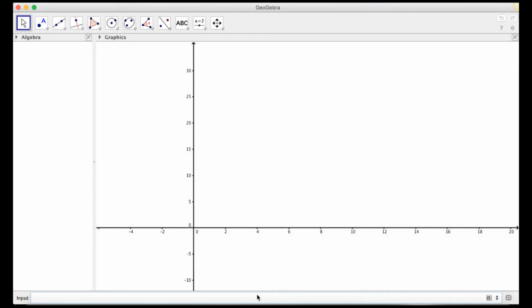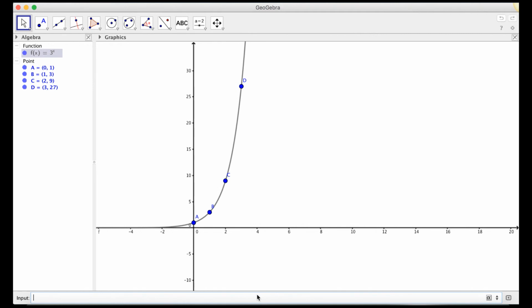Let's graph our fast-growing exponential function. We'll start with our first 4 points. 0, 1, 1, 3, 2, 9, and 3, 27. Let's connect these points with our function. Y equals 3 to the x power.